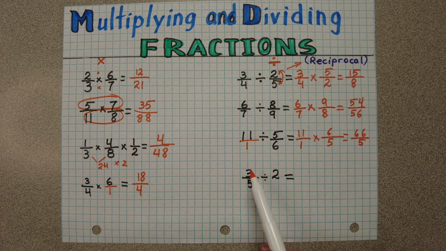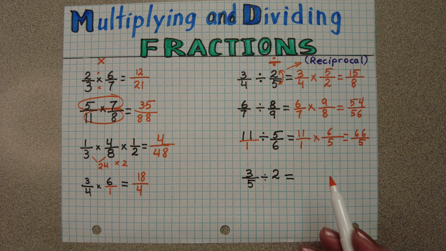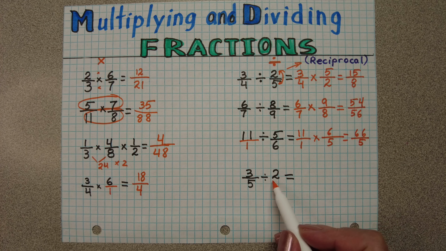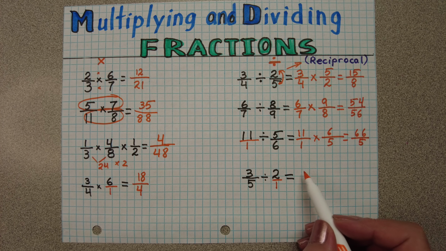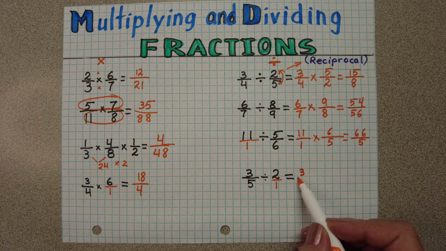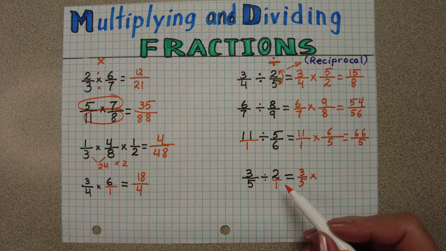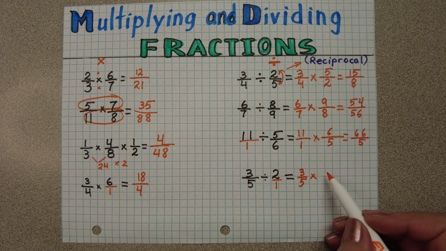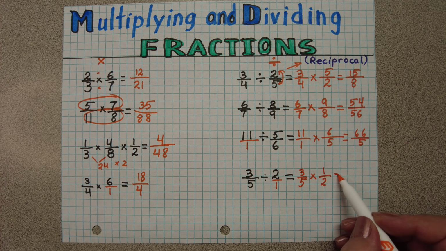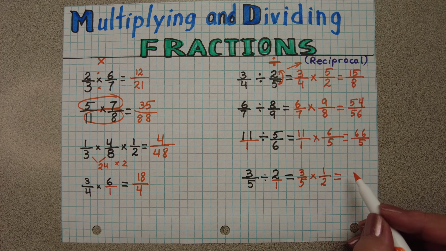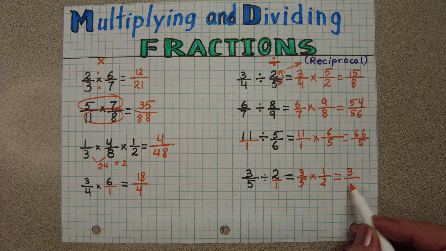Now we have a fraction divided by a whole number. Again, if there is nothing under it, it's gonna be 1. Keep the first fraction the same way, multiply, turn this one opposite. 1 goes on top, 2 comes on the bottom. We multiply. 3 times 1 is 3. 5 times 2 is 10.